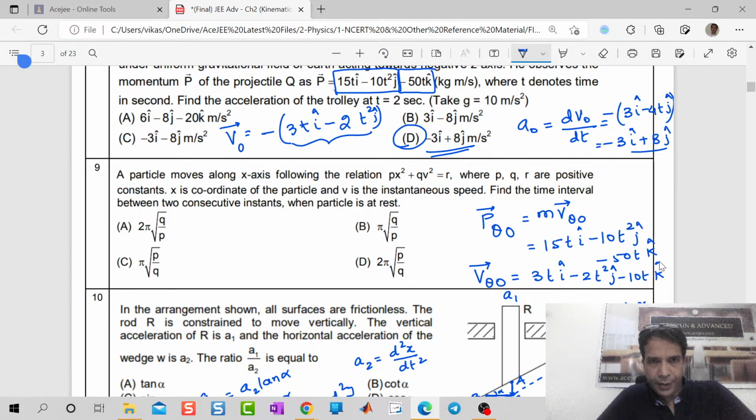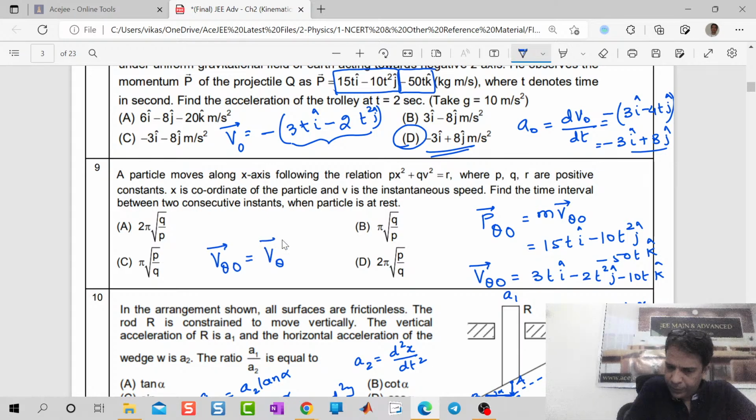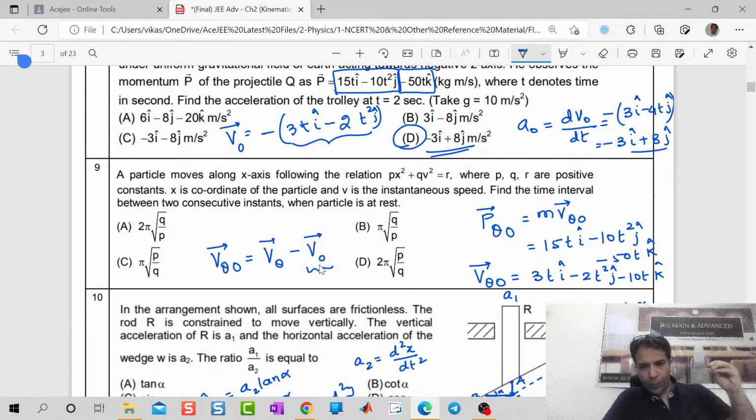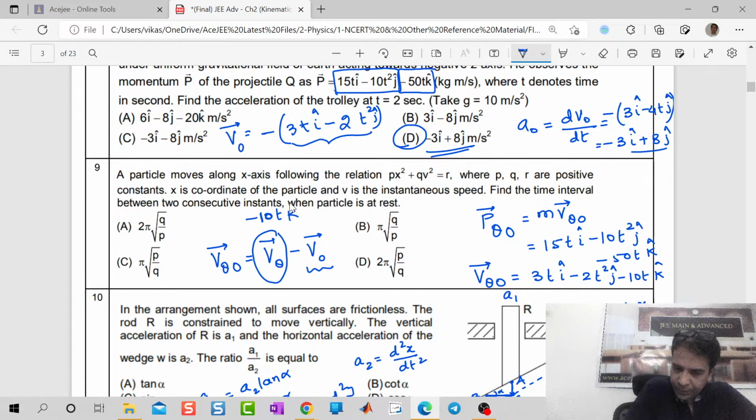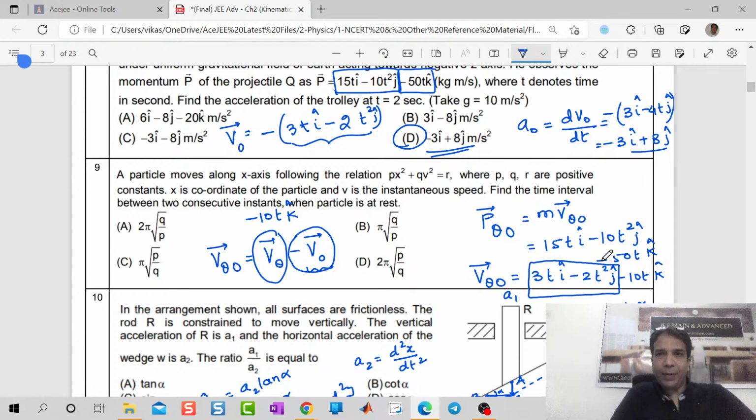Yes, sir. Okay. Now, what is VQO? This is the velocity of Q with respect to ground minus the velocity of observer O with respect to ground. Now, we will assume that VO does not have any component in the vertical direction. So minus 10t k cap must belong to VQ, and the particle Q is only moving in the vertical direction. That means this part is minus 10t k cap. And the remaining part must be minus VO. So this part, if I were to circle it here, must be minus VO. Yes, Peter?